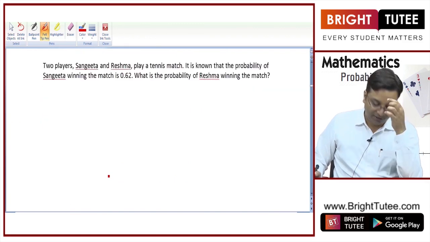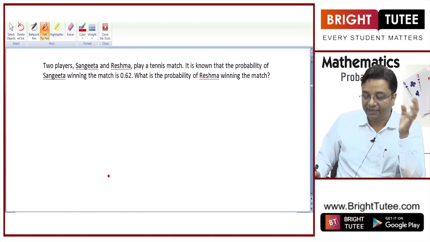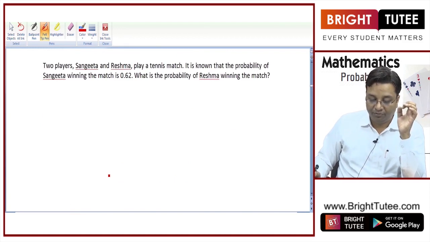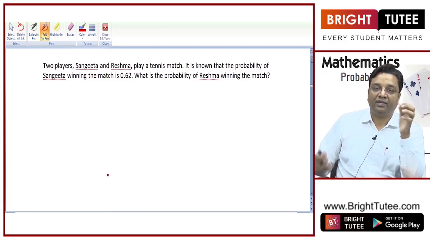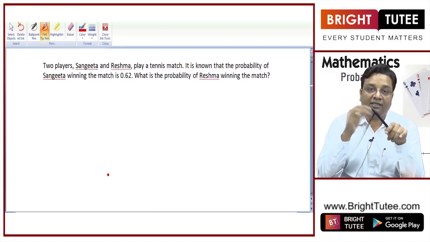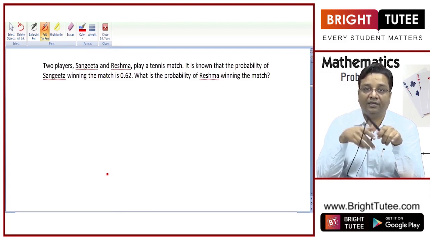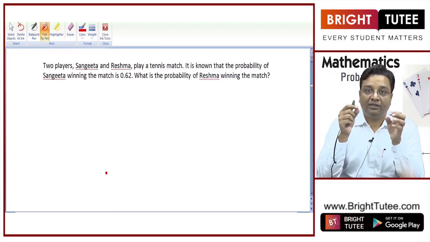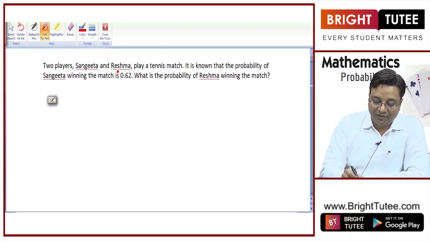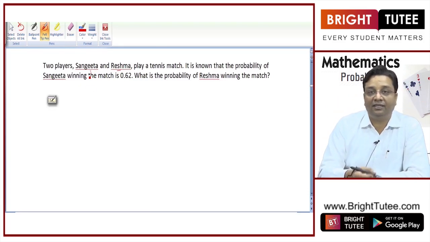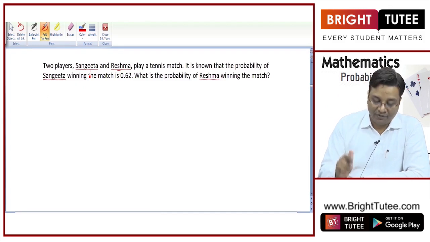Right. So, these were the two ways to calculate this. Now, there are two players, Sangeeta and Reshma, who play a tennis match. It is known that the probability of Sangeeta winning the match is 0.62. What is the probability of Reshma winning the match? Now, in this match, either one of them will win, right? It will not tie. So, one of them has to win. So, if Reshma doesn't win, then Sangeeta will win. If Sangeeta doesn't win, Reshma will win, right?